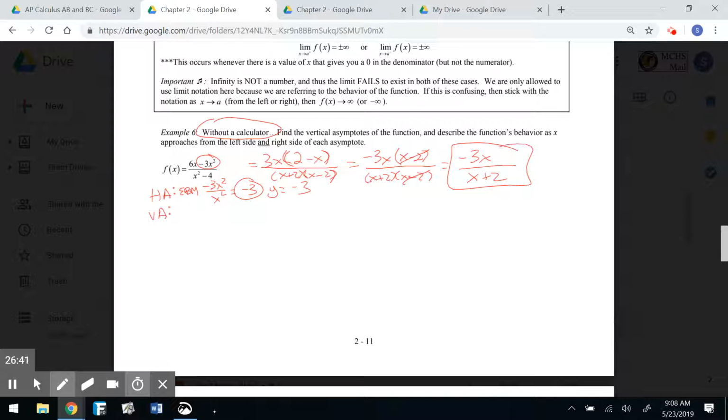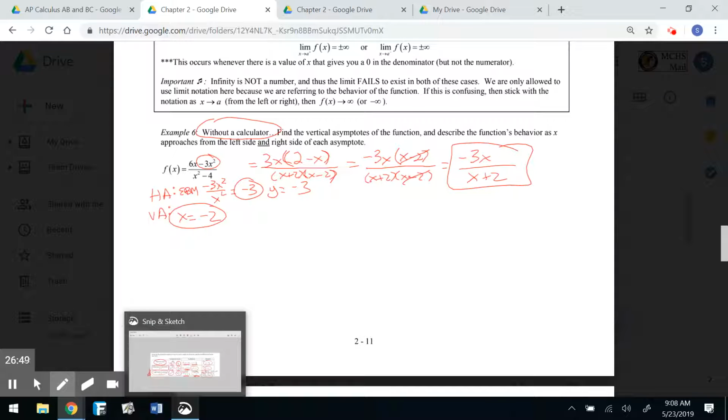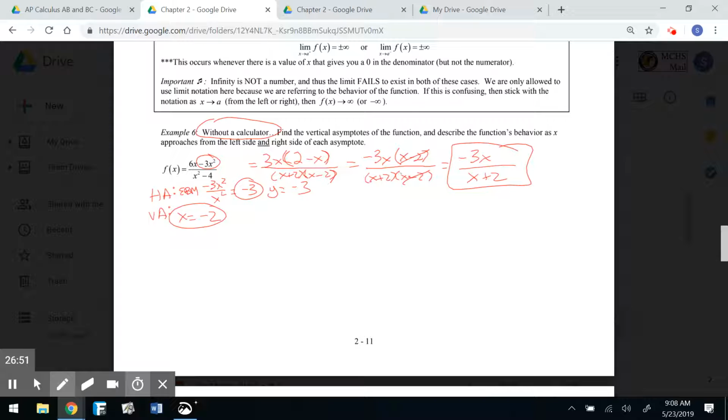Now, why is that very important in this problem? Because I only have one vertical asymptote, and it happens when x is -2. So even though a positive 2 does make the denominator equal to 0, it's not a vertical asymptote. Why is it not a vertical asymptote? Because I was able to remove it, thus the term removable discontinuity.